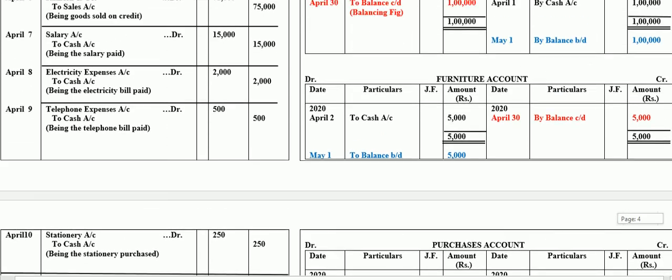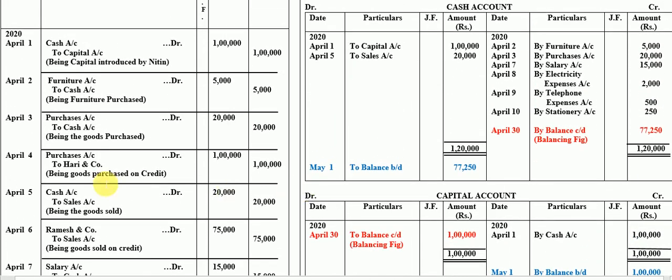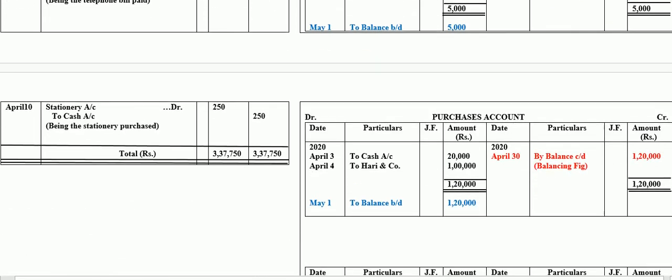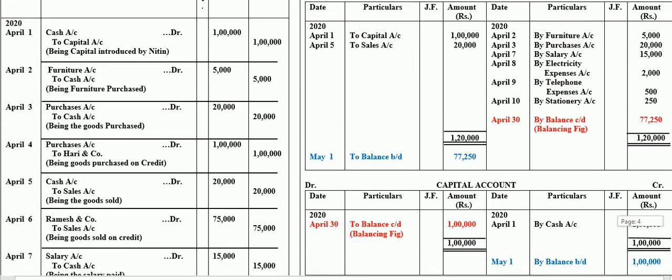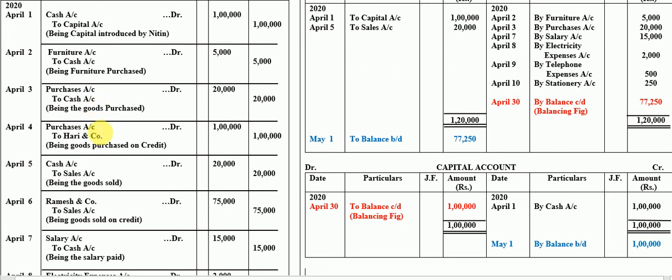Clear? And now comes another purchase entry. On April 4 there is another purchase entry, purchase account debit to Hari and Company. So purchase is right now here on the debit side, that's why we'll record this transaction on the debit side, to Hari and Company worth rupees 1 lakh. You can see here also, to Hari and Company worth rupees 1 lakh. And right now there are no transactions other than these two transactions of purchase.